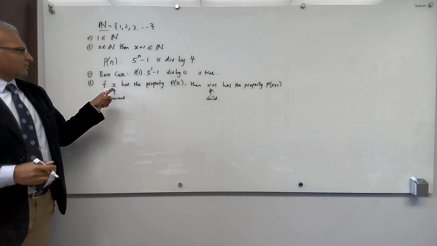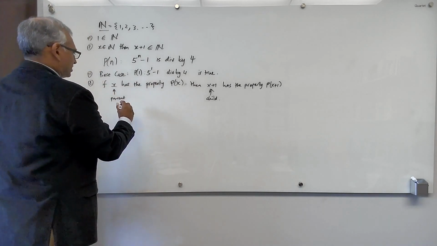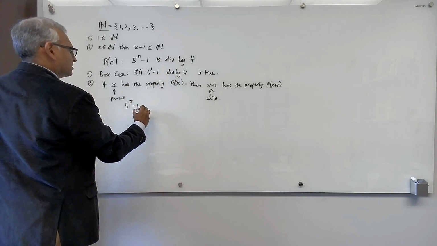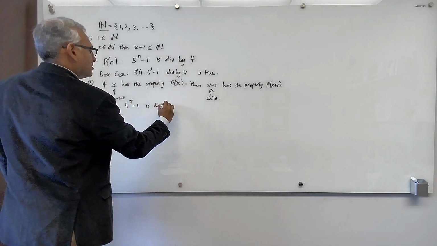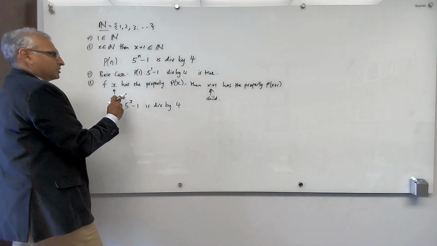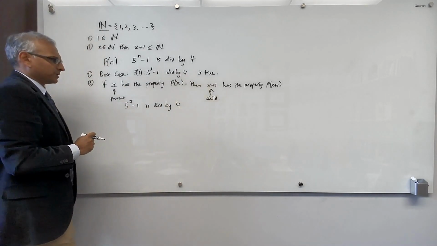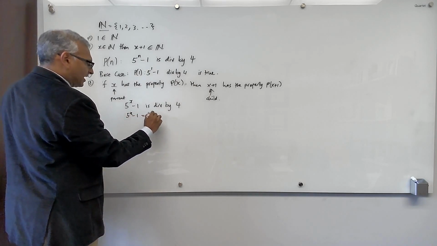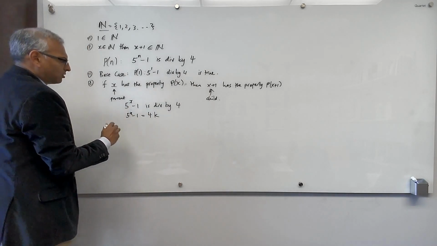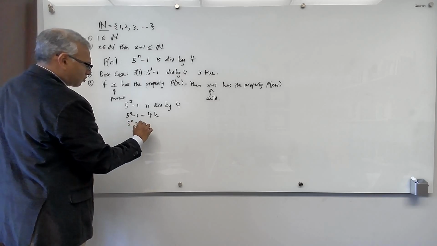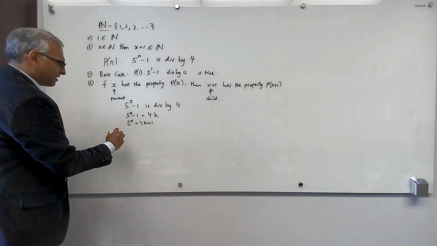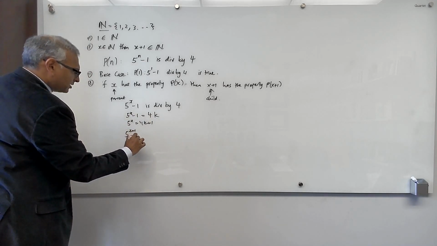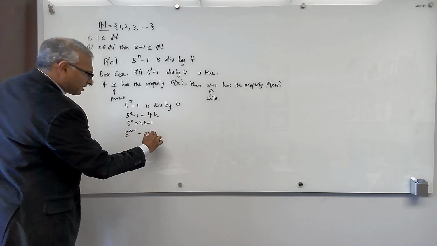So let's see if my parent has the property. That means that 5 to the X minus 1 is divisible by 4. I need to show that the new child has the property. So what does this mean? This means that 5 to the X minus 1 is equal to 4K. It's divisible by 4. So 5 to the X equals 4K plus 1. Multiplying both sides by 5, 5 to the X plus 1 is equal to 20K plus 5.